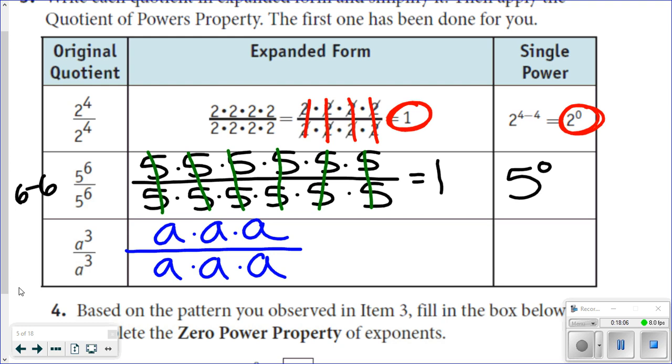Cancel them out. What are you left with? And what's the single power answer in the third column? They all cancel, so we're left with just 1. When it's a division problem, I keep the base, which is A, and I subtract 3 minus 3, which is just 0.